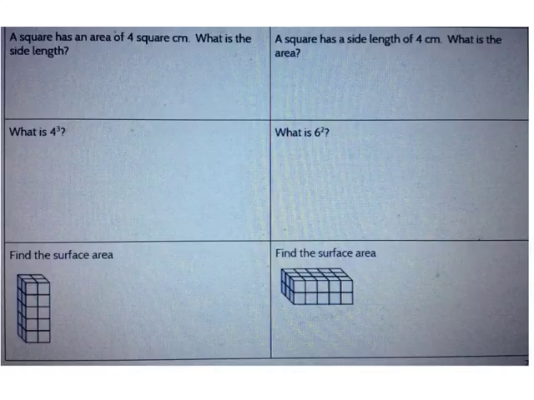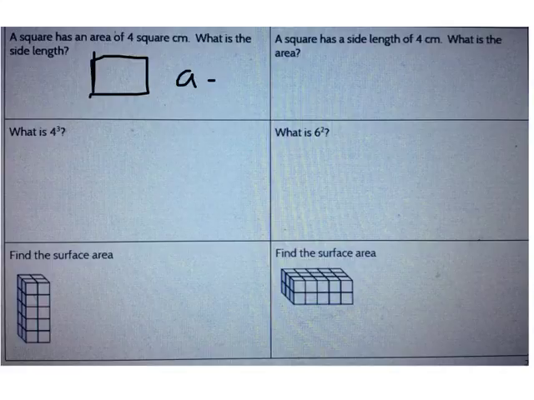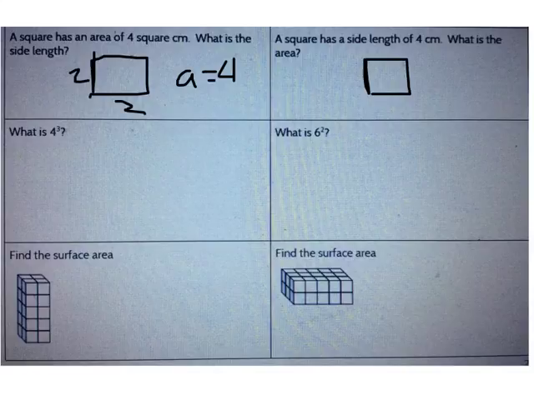A square has an area of 4 centimeters squared. What is the side length? What number can we multiply by itself to get 4? 2 is the side length. 2 times 2 is 4. A square has a side length of 4 centimeters. What is the area? Well, if a square has a side of 4, the area is 4 times 4. What's 4 times 4? It's 16 centimeters squared.